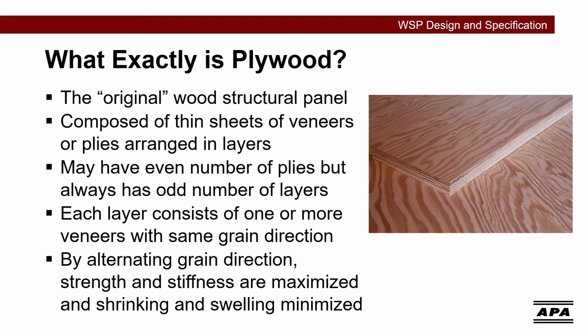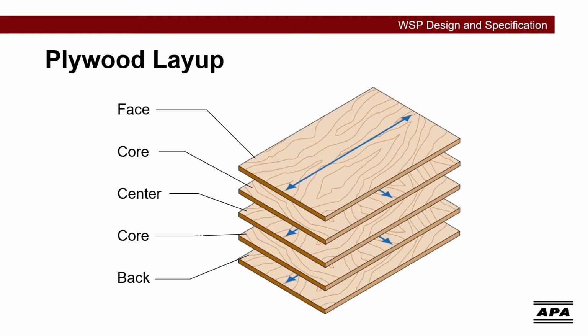The grain direction of adjacent layers in a plywood panel alternate direction to maximize the strength and stiffness and minimize shrinking and swelling potential of the panel. If you were to imagine taking a single plywood panel and separating each layer, you would get what's shown here. The arrows mark the grain direction, and therefore strong direction, of each layer, which is alternated between the adjacent layers.